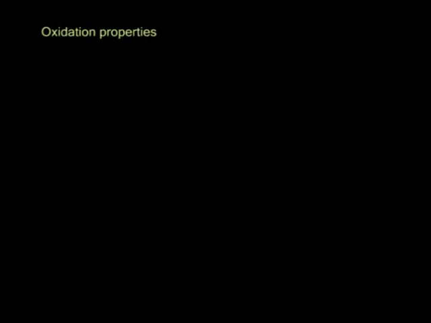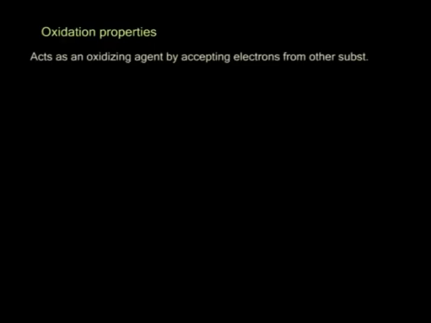Oxidation properties. We have indicated that chlorine readily accepts electrons from other substances, forming chloride ions, and in so doing, chlorine acts as an oxidizing agent. Chlorine oxidizes heavier halide salts to corresponding halogens.